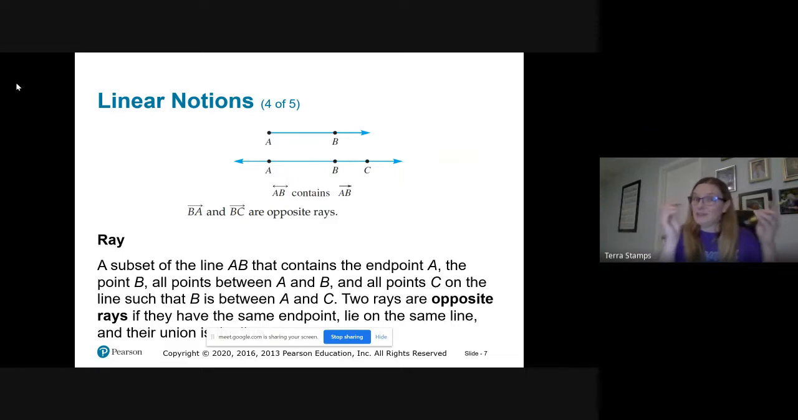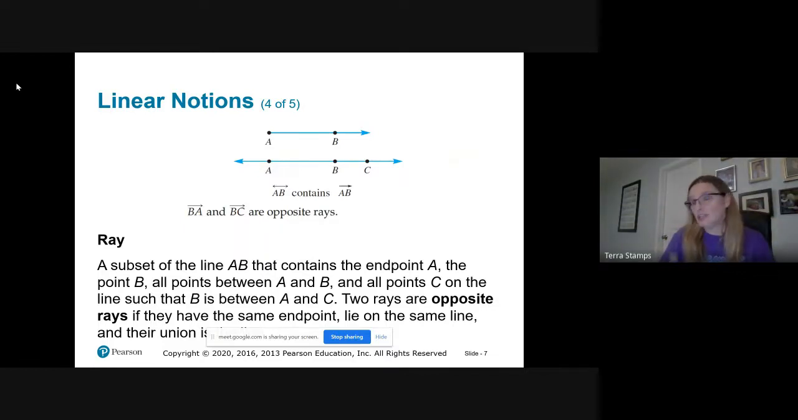However, it's possible that 2 rays will meet up and not form a line. So like these two, those are 2 rays. Those are not making a straight line, so those are not opposite rays. These 2 are meeting up at the same endpoint and they do make a straight line. So those are opposite rays.